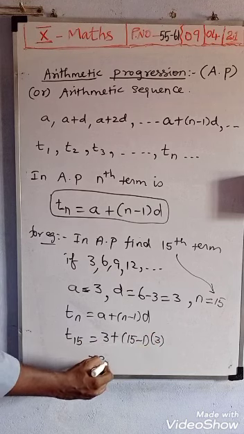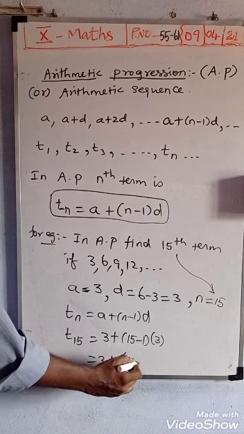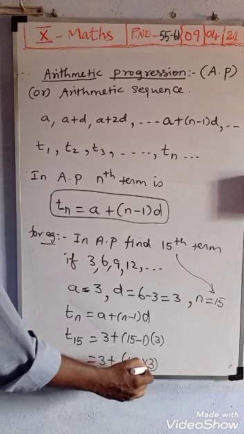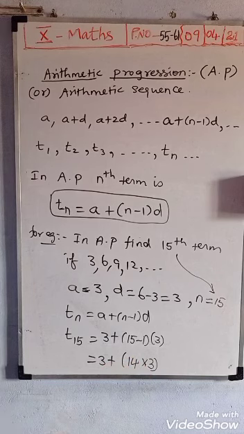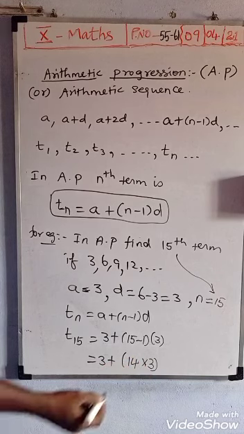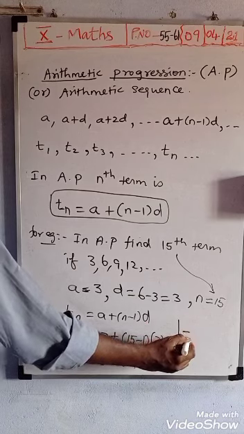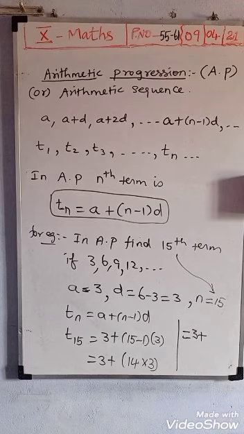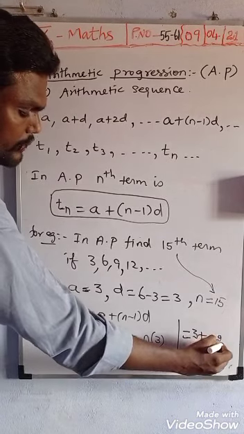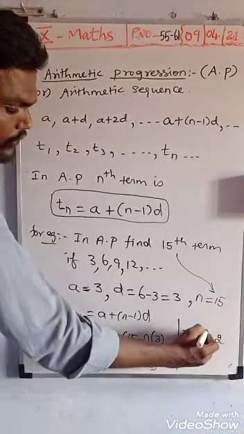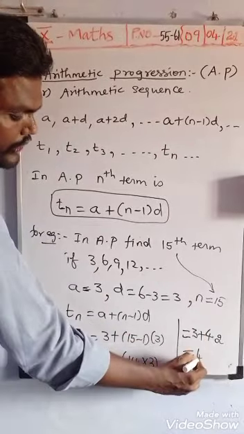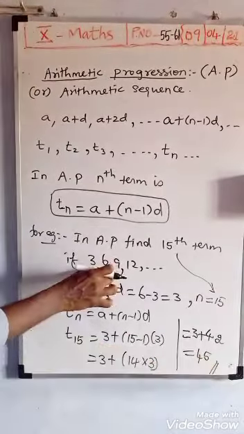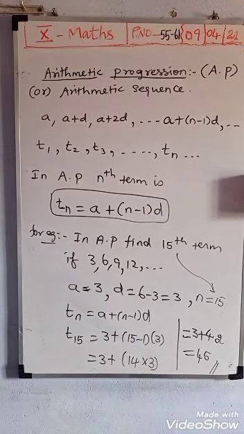Now 3 plus 15 minus 1, that is 14. 14 into 3, first you should multiply. After that you add with 3, then you will receive the answer. Therefore this is equal to 3 plus 14 threes. 4 threes are 12, remaining 1, 3, 4 is 42. So 45. Therefore, in this arithmetic progression, the 15th term is 45.